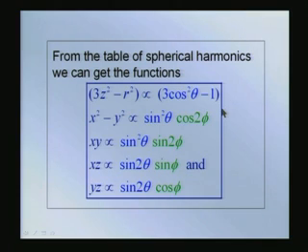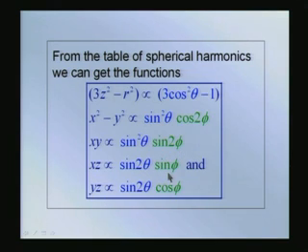This is the table that you have to remember. In fact, you can construct this right away. 3z square minus r square is 3 cos square theta minus 1. That is what you would get from the Y20. This is the form of Y20. X square minus y square, I just now explained, is sin square theta cos 2 phi. Xy also I explained, sin square theta sin 2 phi.